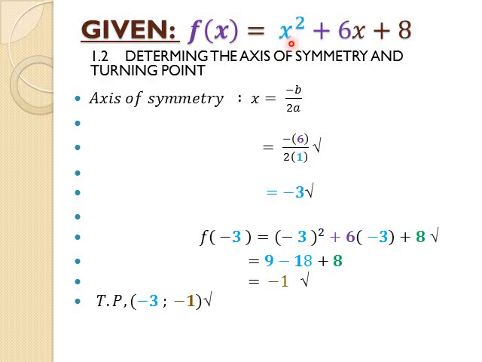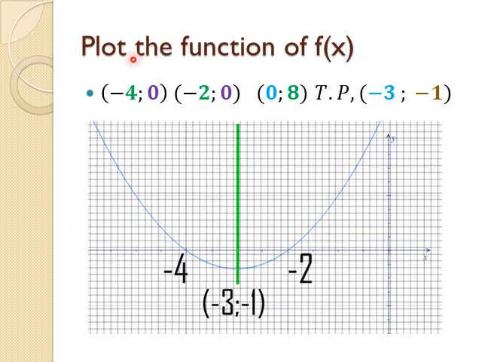That negative 3 must go back into the equation to get the y value of the turning point. So that becomes minus 3 squared plus 6 times minus 3 plus 8, which gives me 9 minus 18 plus 8. Minus 18 plus 8 gives me minus 10, plus 9 gives me minus 1. So my turning point is minus 3 and minus 1. Once I have the turning point and my x-intercepts and y-intercept, I can plot the graph.